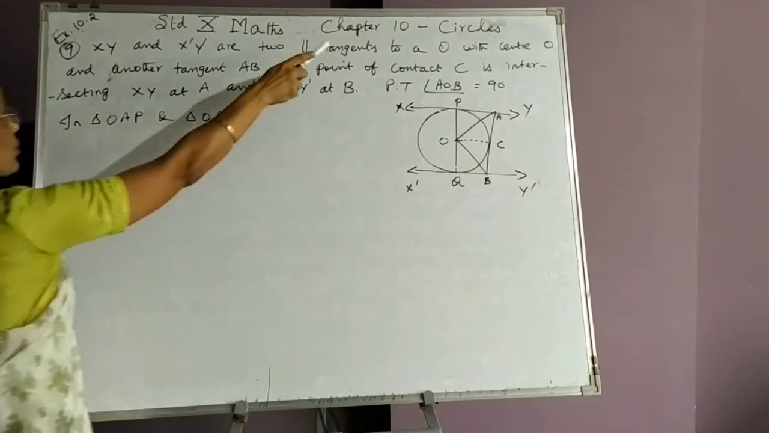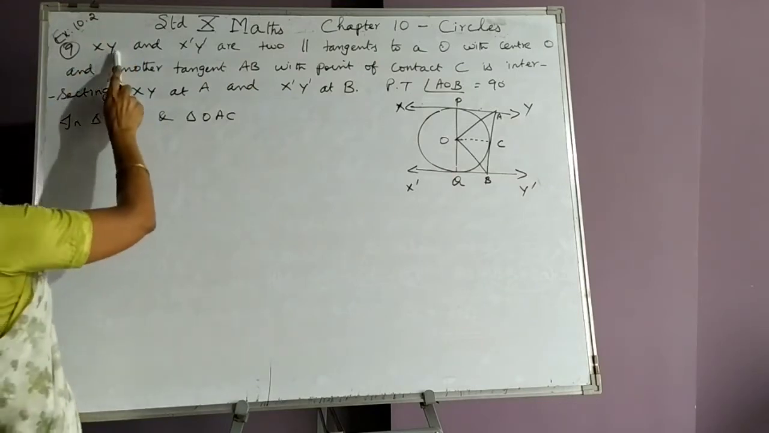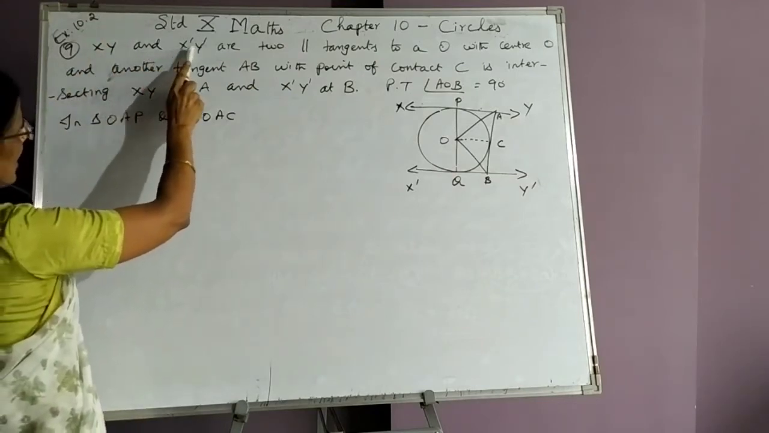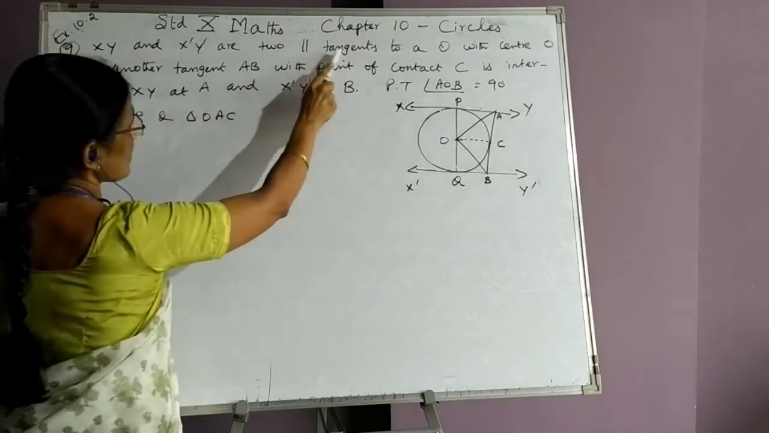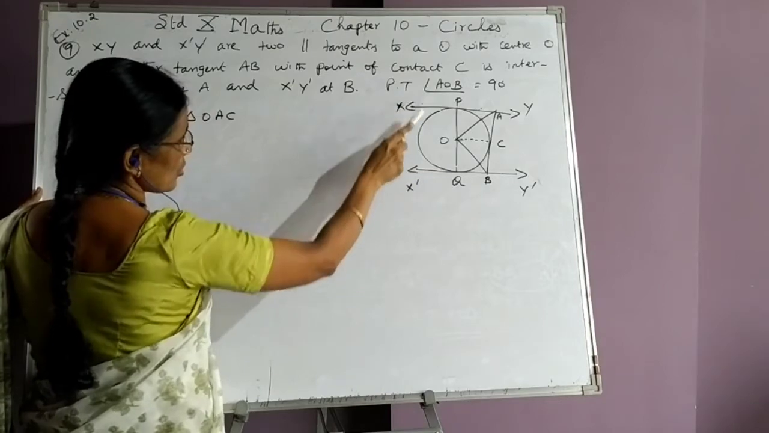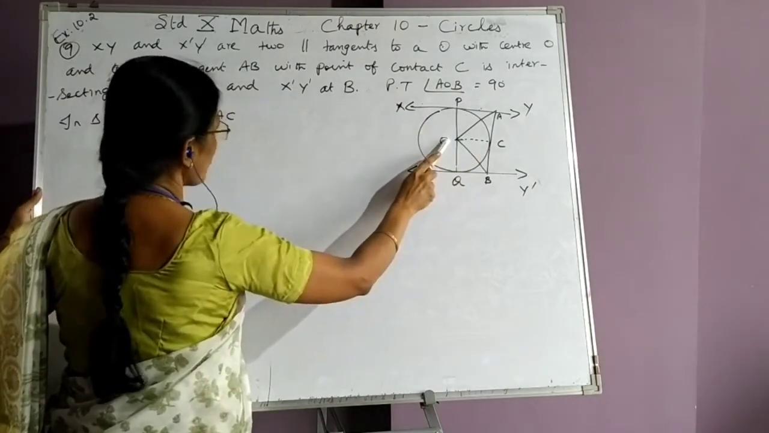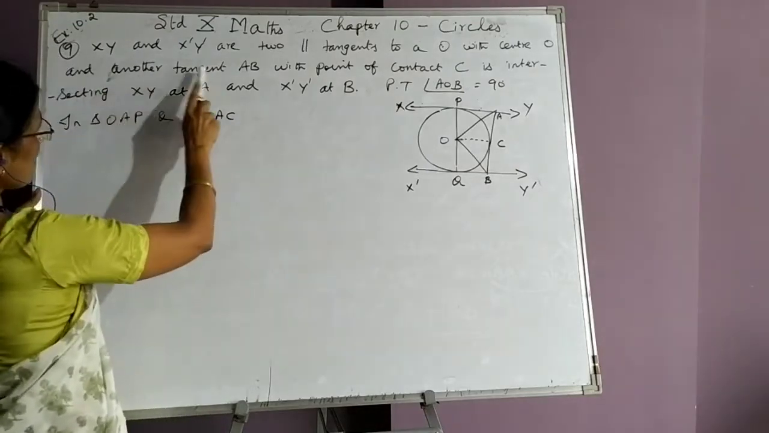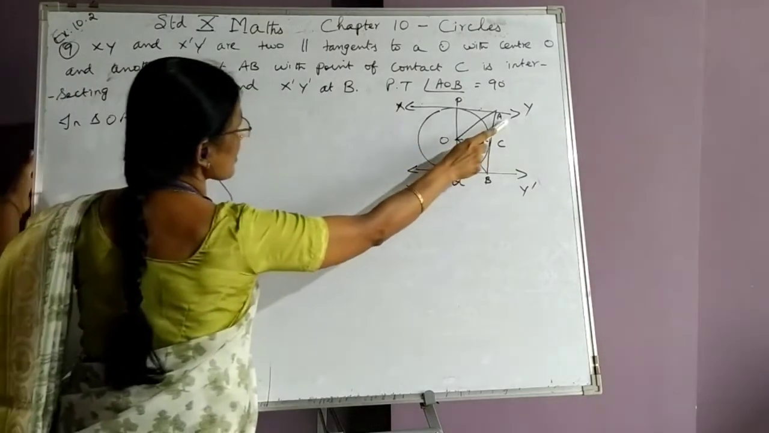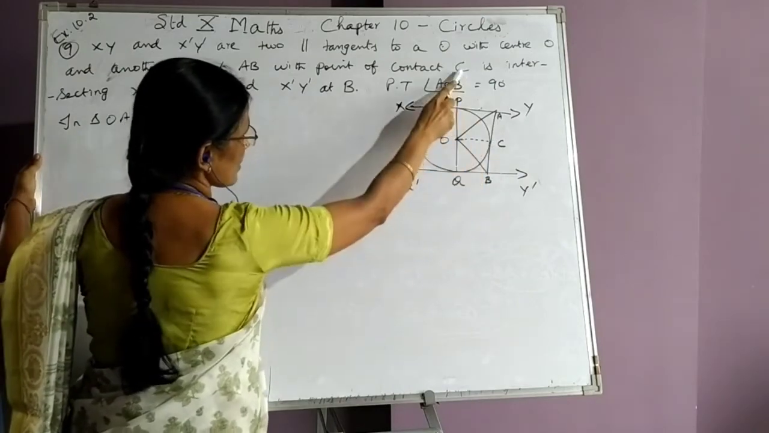We are continuing 10th chapter, exercise 10.2, 9th question. XY and X dash Y dash are two parallel tangents. You can see XY and X dash Y dash are two tangents which are parallel to each other to this circle with center O. And another tangent AB. AB is also a tangent and its point of contact is C.